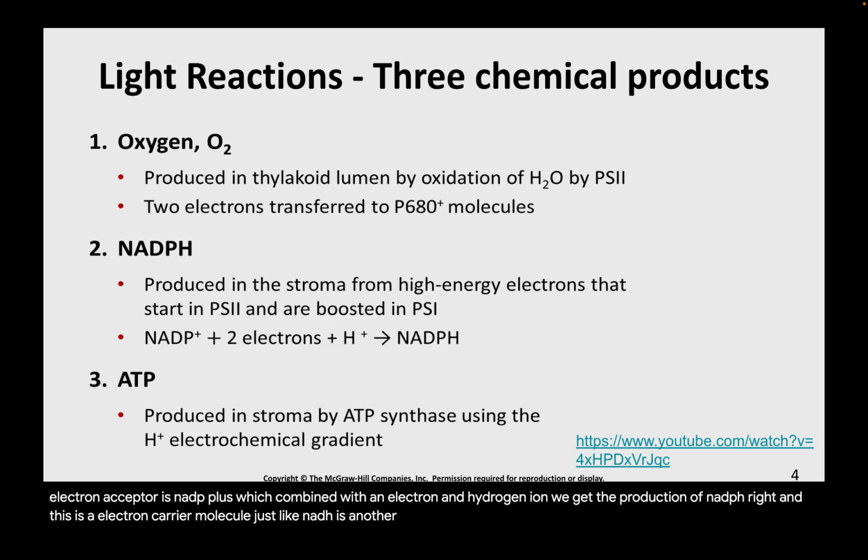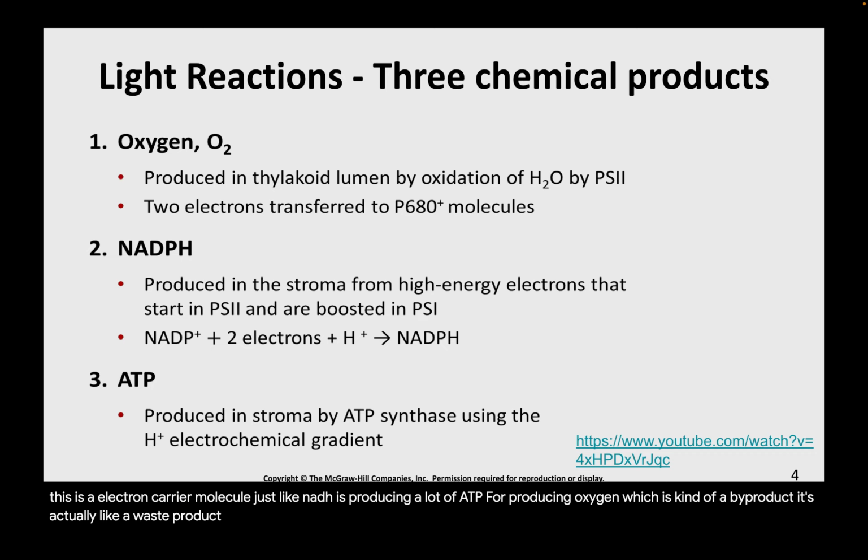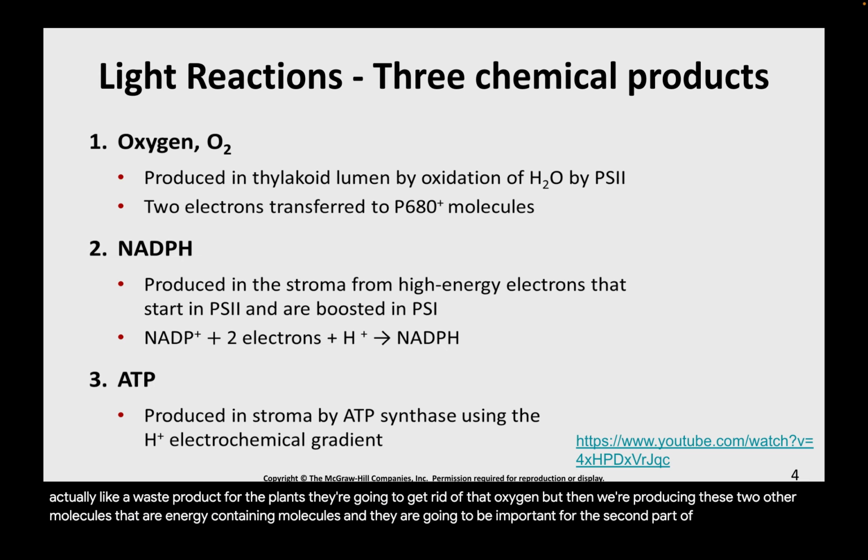And then we're producing a lot of ATP. Right? ATP is being produced via ATP synthase. So we're producing oxygen, which is kind of a byproduct. It's actually like a waste product for the plants. They're going to get rid of that oxygen. But then we're producing these 2 other molecules that are energy-containing molecules. And they're going to be important for the second part of photosynthesis.